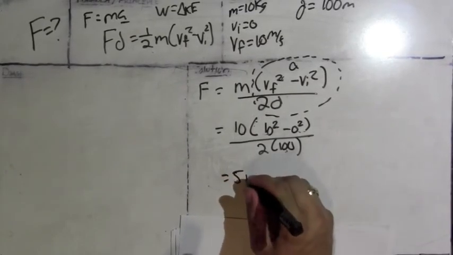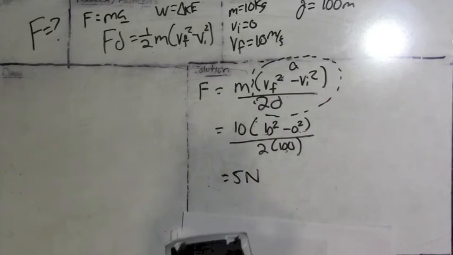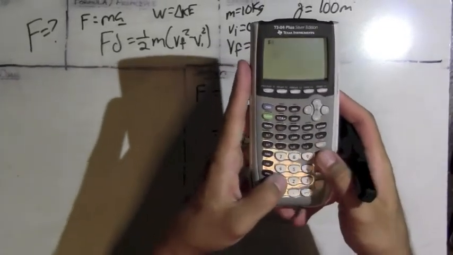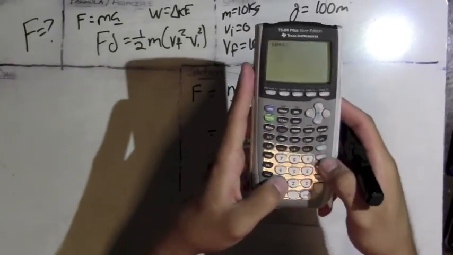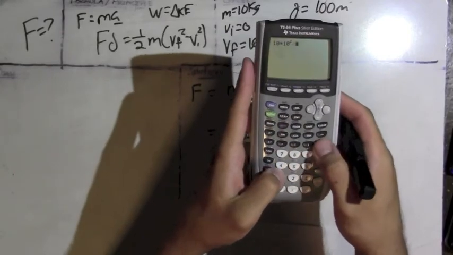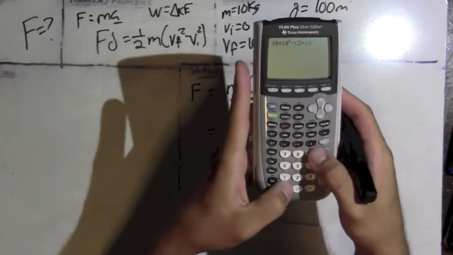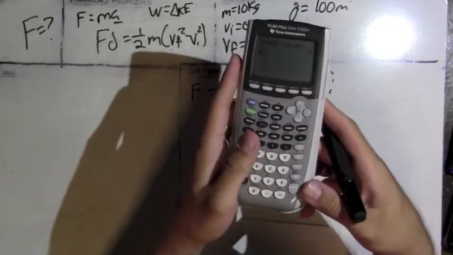If you're not comfortable with that mental math, we can go ahead and plug it into the calculator. We can say 10 times 10 squared divided by 2 times 100. And we get 5 newtons.